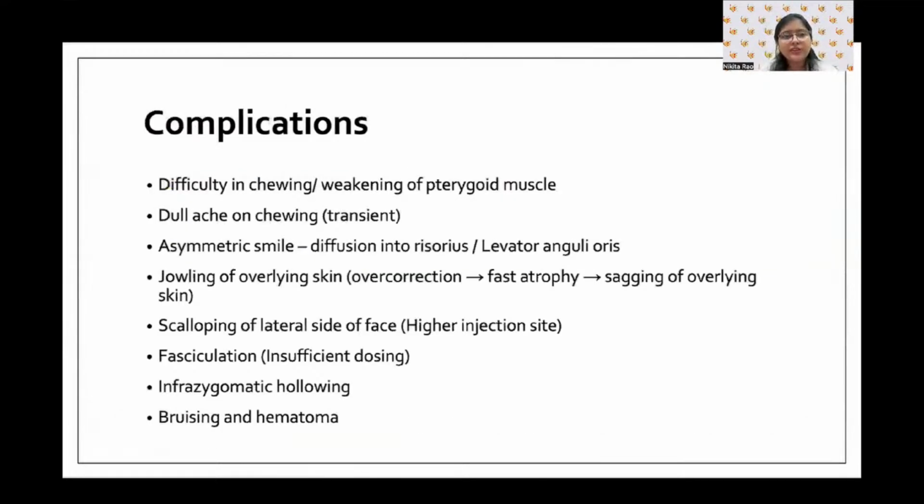Complications can be in the form of difficulty in chewing or weakening of the pterygoid muscle if it is injected too high up. There can be a transient dull ache on chewing. Asymmetrical smile can occur if there is diffusion into the risorius or the levator anguli oris due to more anterior injection. Jowling of overlying skin can occur. This usually occurs because of overcorrection leading to fast atrophy of the muscle, causing sagging of the overlying skin.